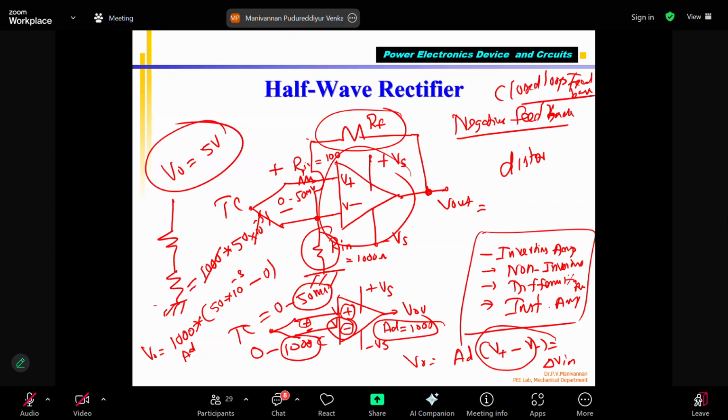Roshan told is correct. That is also correct, it removes noise. But please note that this amplifier also removes noise. The input signal is a differential, V plus minus V naught. So that means the op-amp automatically removes noise. Of course, with closed loop also it removes noise. More important is reducing distortion, one thing. And another thing, one of the most important things.